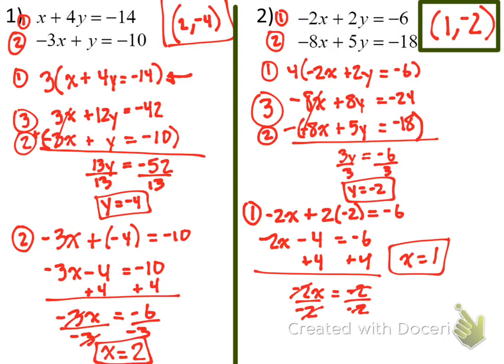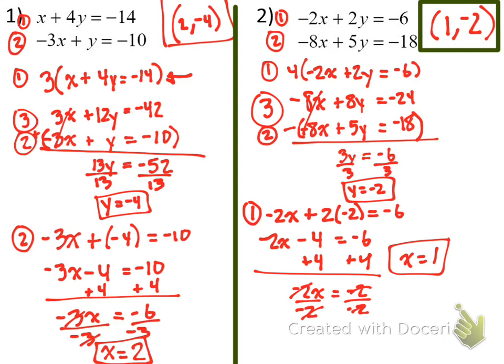Yes? How did I get 4 here? Why did I use 4 here? Are you asking me that question? Because we want 2 and 8 to be the same, so what do I multiply 2 with to get 8? 4. Does that make sense? Because we want them to be the same so we can eliminate them, right? Does that make sense?